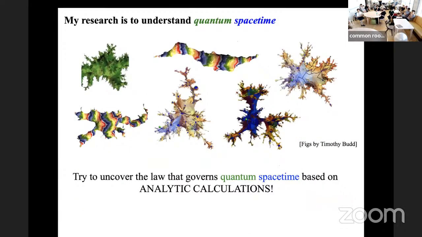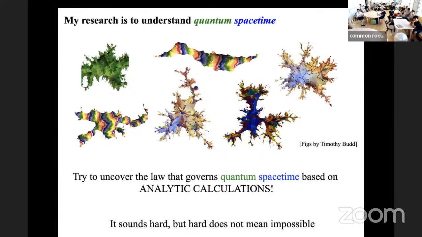Many people working on this use computer simulations to investigate the structure of quantum spacetime. But I try to perform analytic calculations to read off the law that governs the quantum spacetime. I think that to get quantitative results, I need analytic calculations. That's why I stick to that. You may think it's too hard to investigate, but hard doesn't mean impossible. So I'm trying, but to be honest, it's really hard.